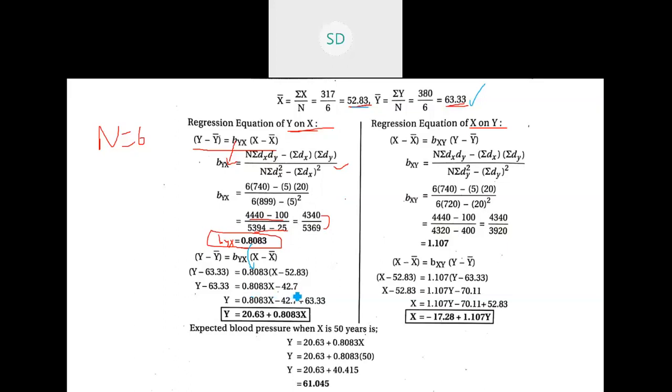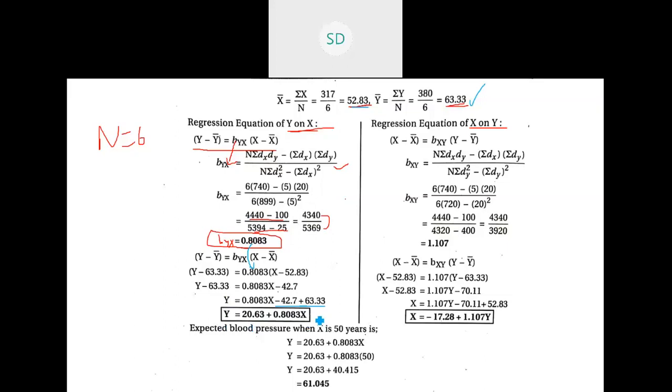Now once we know this expression, let us take this constant of minus to the other side and make it plus. So minus 63.33, if it comes to the other side of equal to, it will become plus. So y is equal to 0.8083x minus 42.7 plus 63.33. So these constants, when you add them up, you will get 20.63.